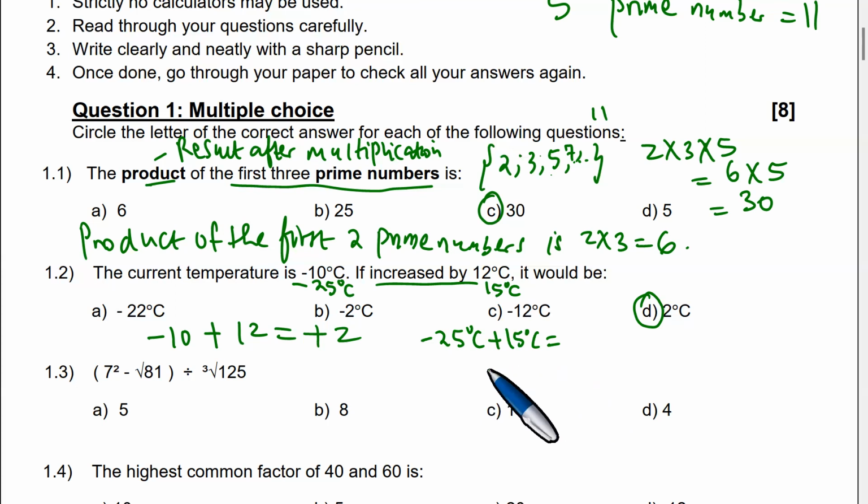Which number is bigger here than the other? 25. So is 25 negative or positive? Negative. So the answer will be negative. The answer takes the sign of the bigger number. And from the bigger number, you subtract the smaller number. What is 25 minus 15? 10. So the answer becomes negative 10.